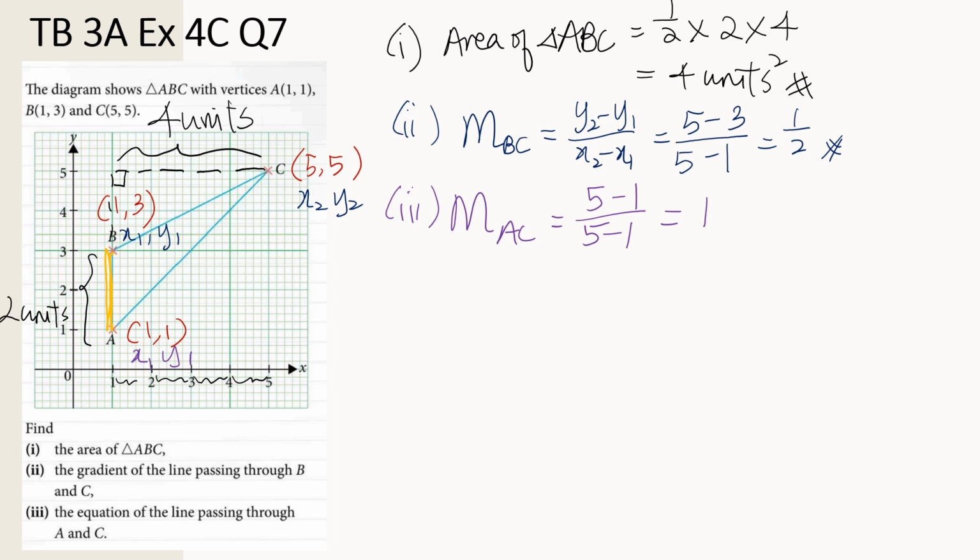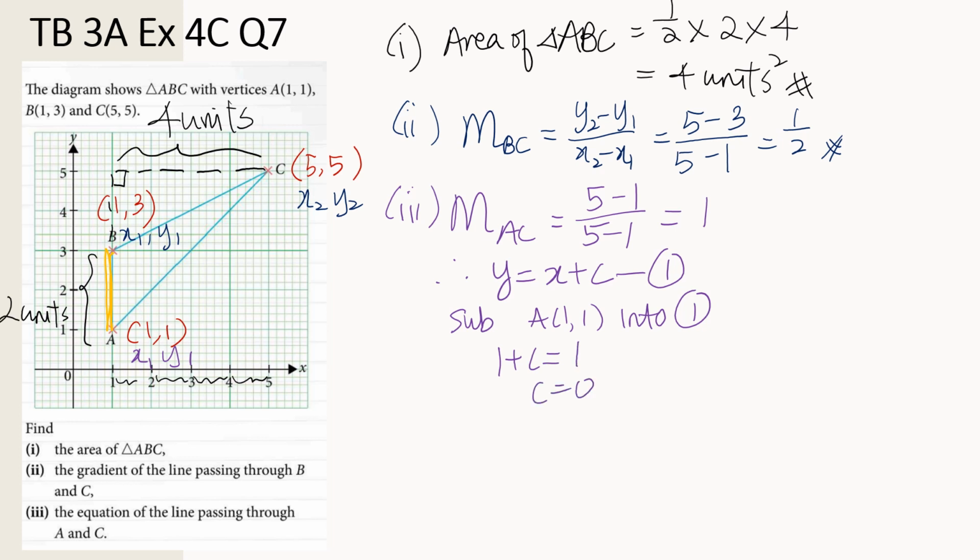Okay, and then we're going to substitute. The general form of the equation of a straight line is y equals mx plus c, right? So therefore, what we get will be y equals 1x. 1x means 1 times x, so just x only, plus c. I'm going to substitute just point A, easier because the numbers given are smaller. 1 plus c equals 1. c equals 0. Oh, so it passes through the origin.